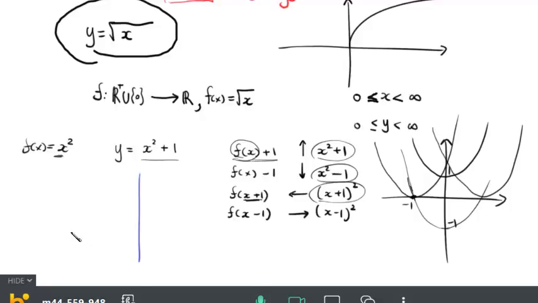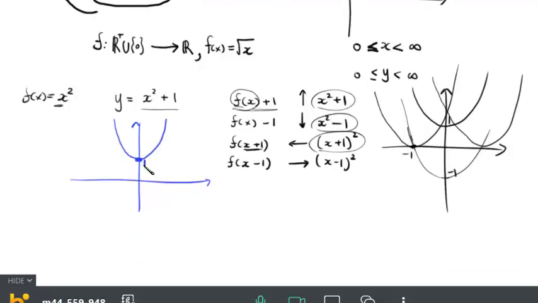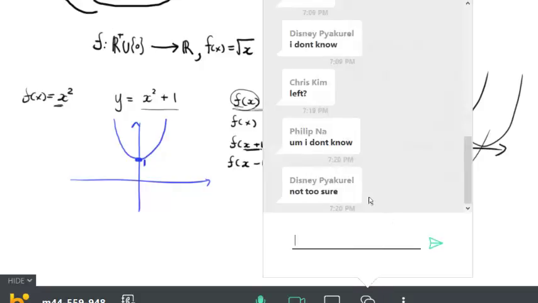I'm going to use blue pen now. This one is x squared plus 1, isn't it? So that's moving up by 1, and this point right here is 1. What do you think is the domain and range? I want you to think about that very carefully and write your responses here on the chat box. Domain is the allowed x values. If you think about it, it's not too difficult.